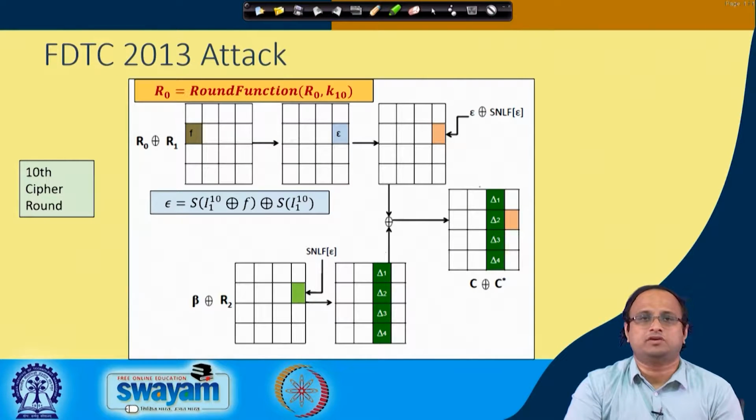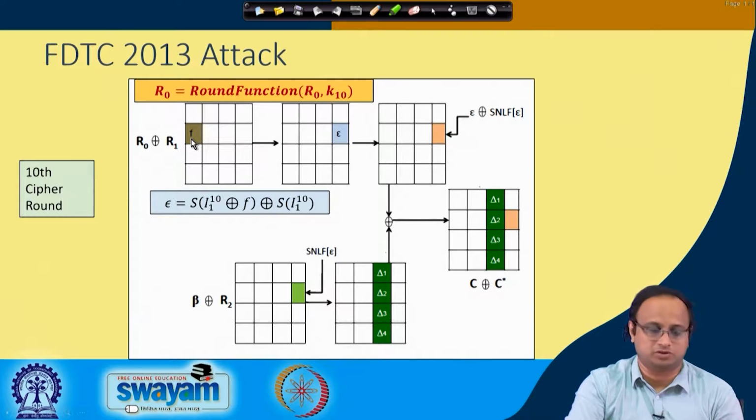Here is a quick reminder of the attack that we saw in the last class. If there is a fault, for example here at this byte of the state matrix, and this fault is at the input of the 10th cipher round, then the fault essentially affects R0. R0 stands for the actual computation, or the cipher round. Because of this fault, the fault propagates through the 10th round, and it gets shifted, of course, after getting modified by an S box.